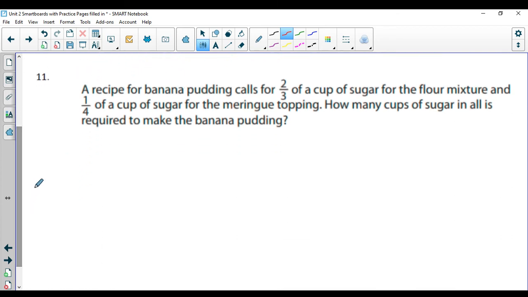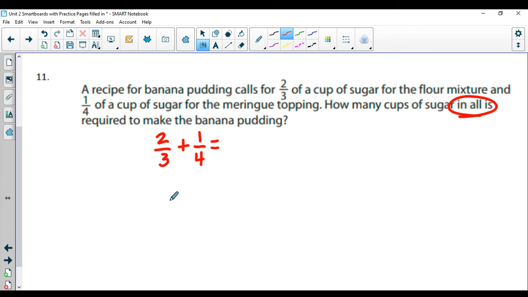Question 11. A recipe for banana pudding calls for 2/3 of a cup of sugar for the flour mixture and 1/4 of a cup of sugar for the meringue topping. How many cups of sugar in all is required to make the banana pudding? So we're adding. We want to know what's our total here. So we have 2/3 plus 1/4.